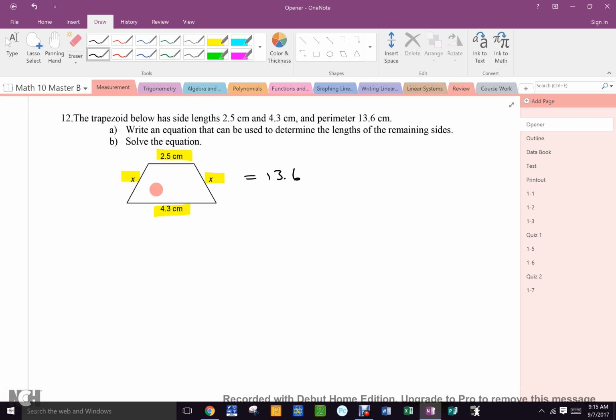So let's do so. How many x's do I have? 2. 2 x's. Why isn't it x squared? Because I'm not multiplying, am I, Rihanna? I'm adding. It's 1x plus another x. So that's 2 x's. Plus 2.5 plus 4.3 equals 13.6. Now I wrote all that up. It'll appear magically in a second. Ta-da! Because my computer doesn't work very well. Which is 2x plus 6.8 equals 13.6.